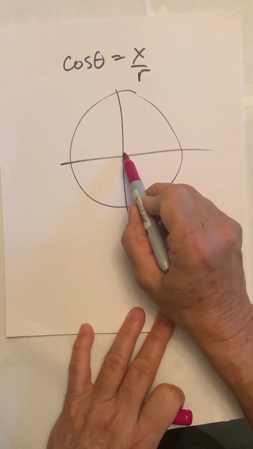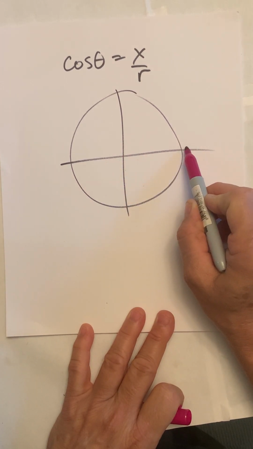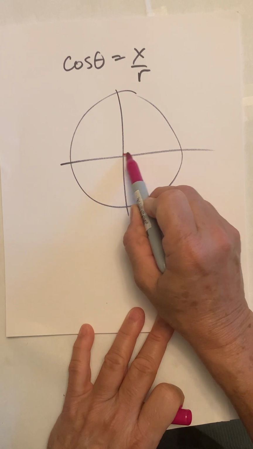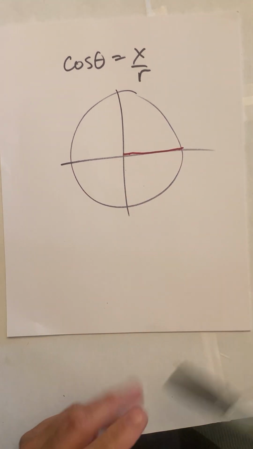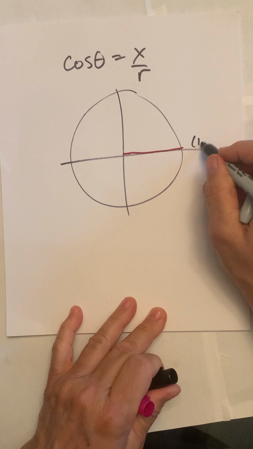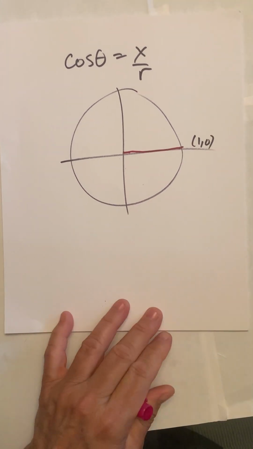But the x changes. At first, when you start out at 0 radians or 0 degrees, the movement is all x and 0 y. Again, that's why the point is 1, 0. But then what happens? It keeps getting what?